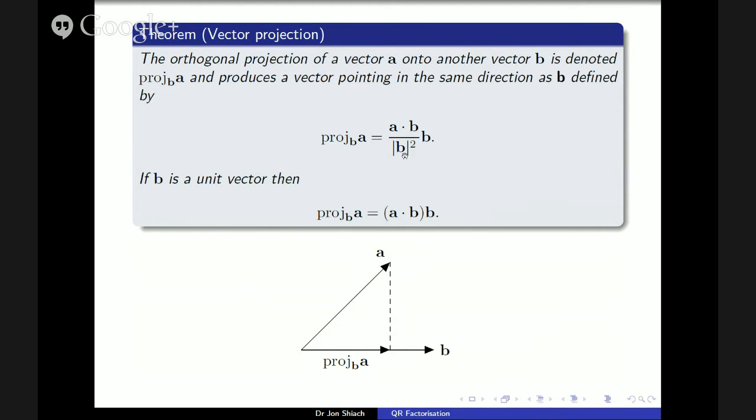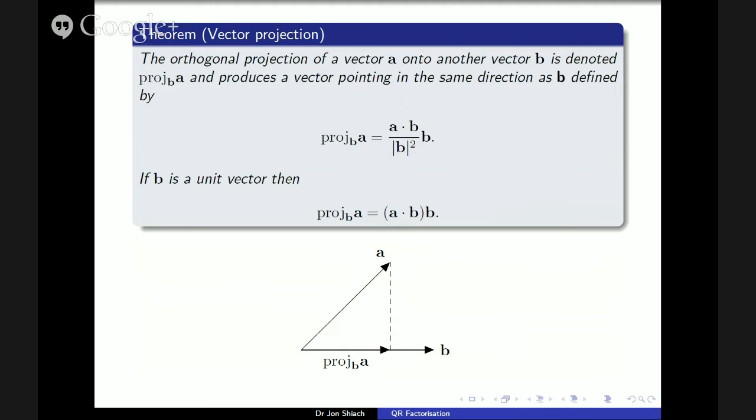If B is a unit vector, that means the magnitude of B is just 1, so we've got no need for that fraction. We just have A dot B, which of course gives us a number. A dot B is a scalar, multiplied by B. So this is some scalar applied to B, which gives us this vector here. That's vector projection. And like I mentioned, on page 147 there is a derivation of that if you're interested.